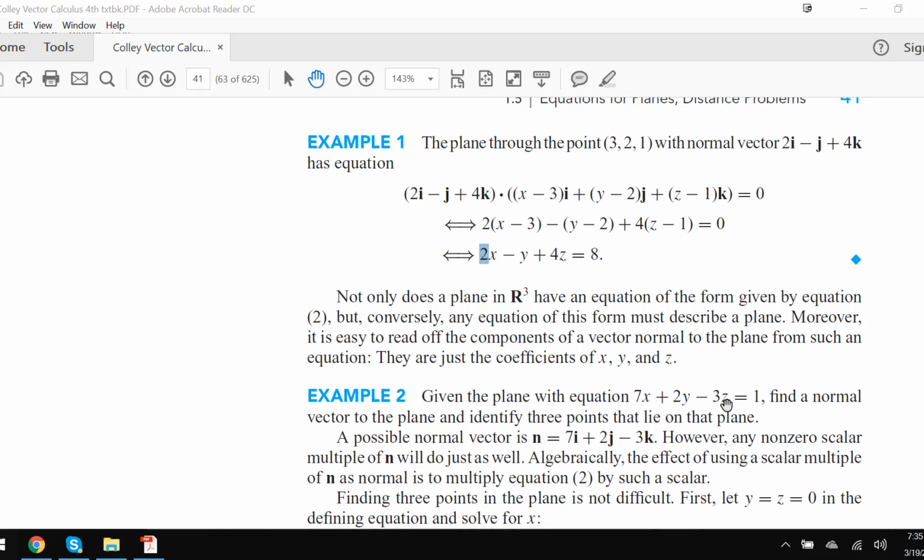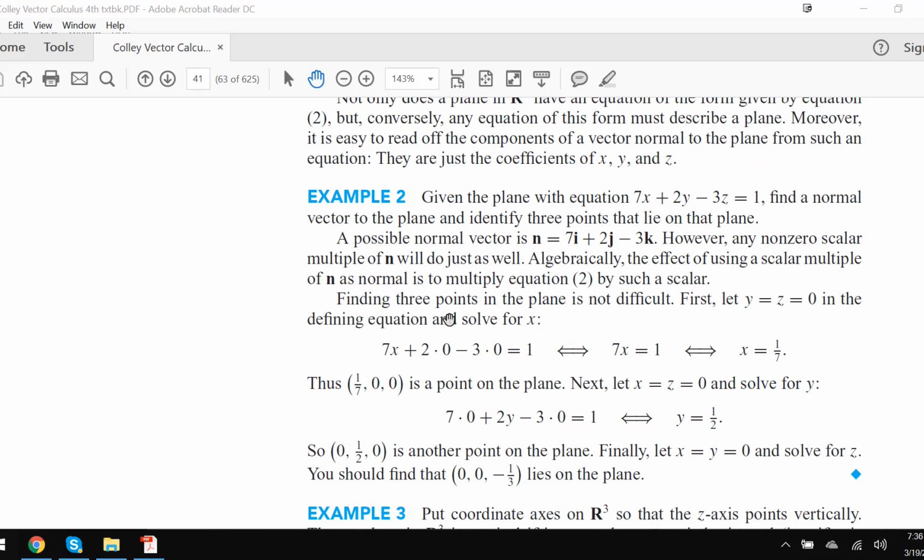So given the plane with this equation, find a normal vector to the plane and identify 3 points that lie on the plane. So the normal vector is going to be what? 7, 2, -3. And in fact, they say any non-zero scalar multiple of this will also work, right? Still in the same direction. If you multiply n by 5, so you multiply all these by 5, that's still the same direction as n, so it's still normal to the plane.